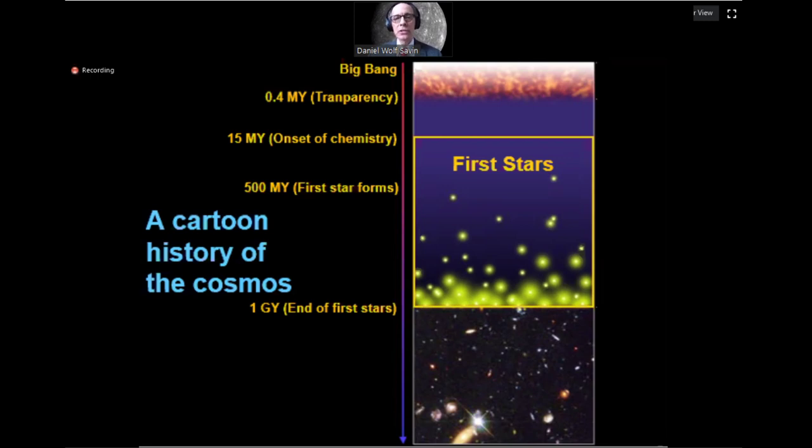Those stars, out of their ashes came future generations of stars. And eventually our sun formed out of clouds that these stars created when they blew up. And then we get to today.